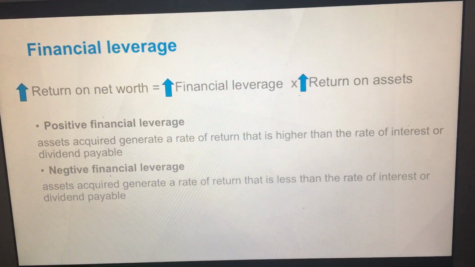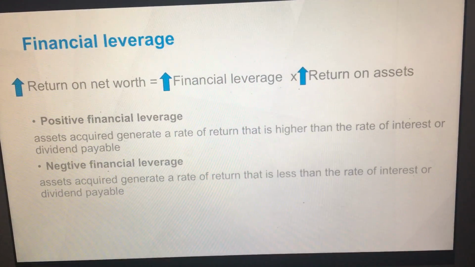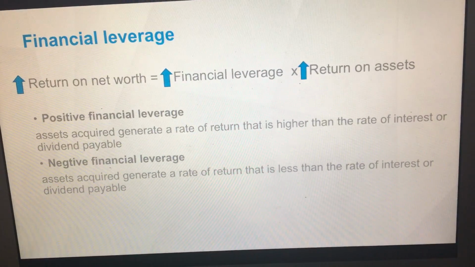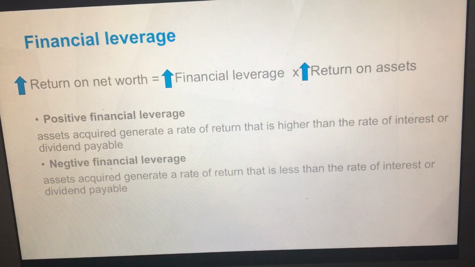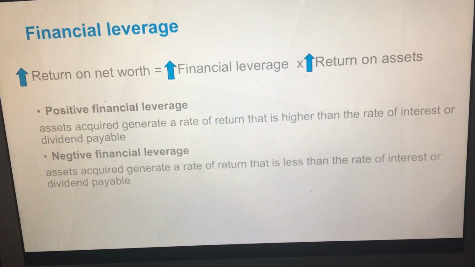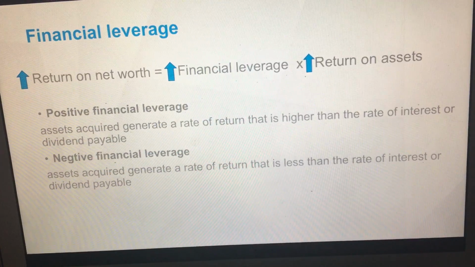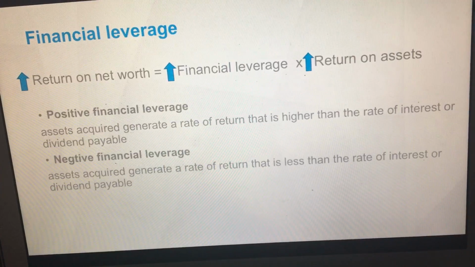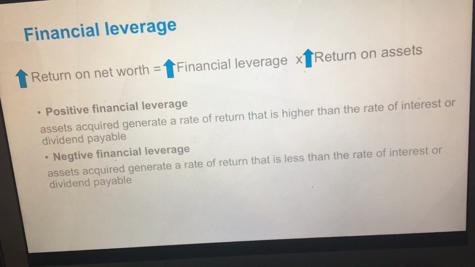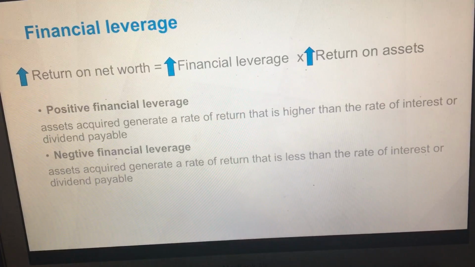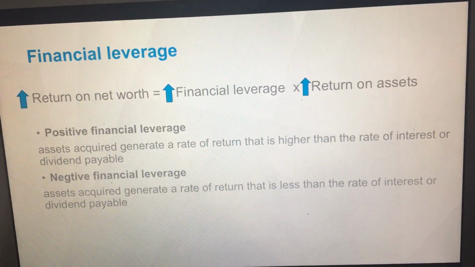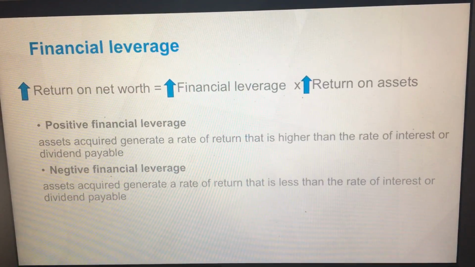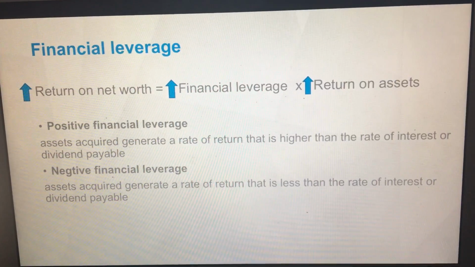Positive financial leverage means that with the funds from creditors, the asset acquired generates a rate of return that is higher than the rate of interest or dividend payable. Alternatively, negative leverage means that the asset acquired generates a return that is less than the rate of interest or dividend payable. But high financial leverage also involves high risks.